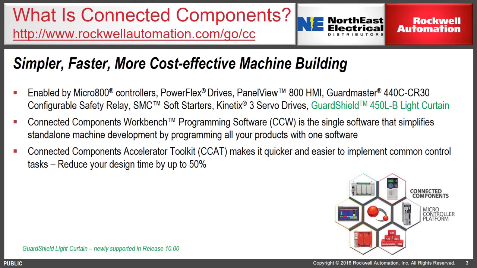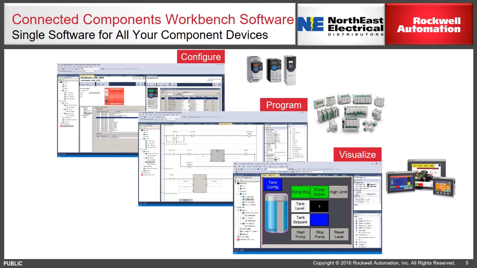The Accelerator Toolkit has pre-engineered BOMs, CAD drawings, control logic, HMI applications, and project documentation for many common applications, and always growing. All to enable you to build a simpler, faster, more cost-effective machine. CCW is unique in that it's a single software that supports configuration, programming, and visualization of the major control components of a machine, including safety.